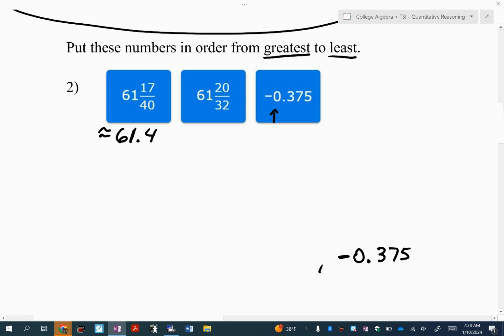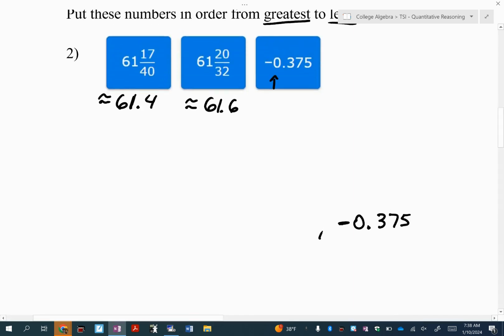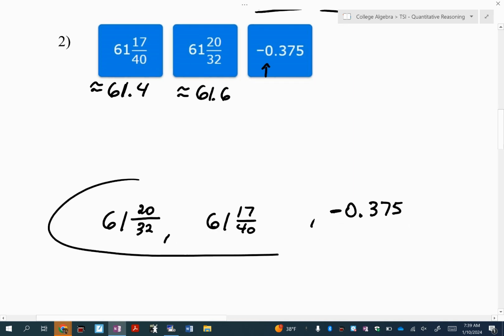Okay, look at this one. This denominator is 32. What's half of 32? 16. And what do you notice about 20 compared to 16? It's greater than that. So I approximated this to be like 61.6. When I'm ordering from greatest to least, which of these is bigger? 61.6. So just write it down as the original. And that would leave my 61 and 17/40 as my middle number.